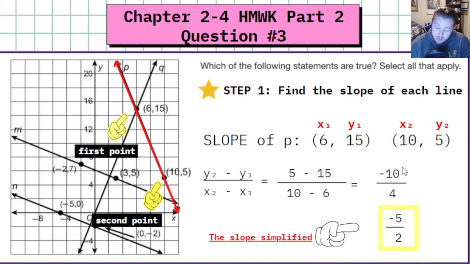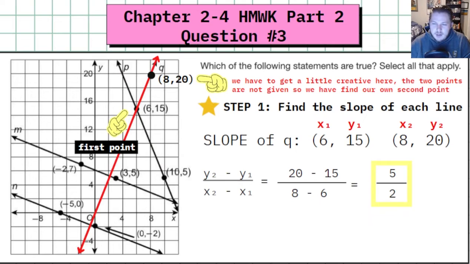Both of them are divisible by 2. So negative 10 divided by 2 is negative 5, and 4 divided by 2 is 2. So I have a slope here, negative 5 over 2. Now I can go over the last line.